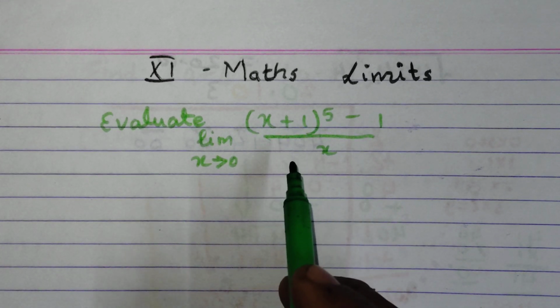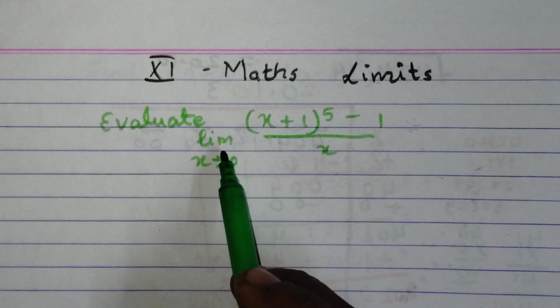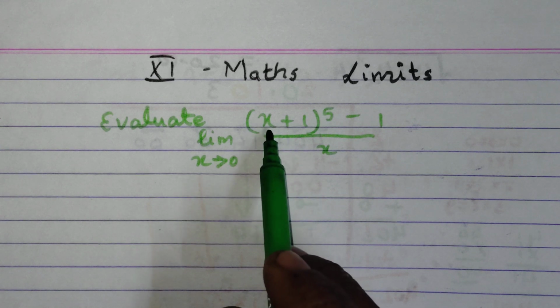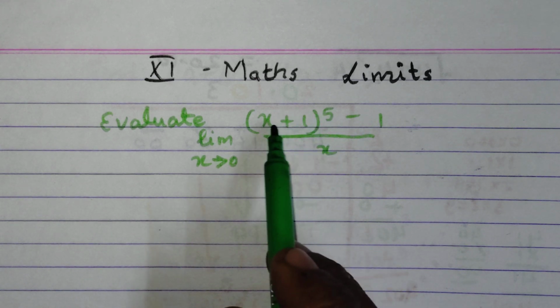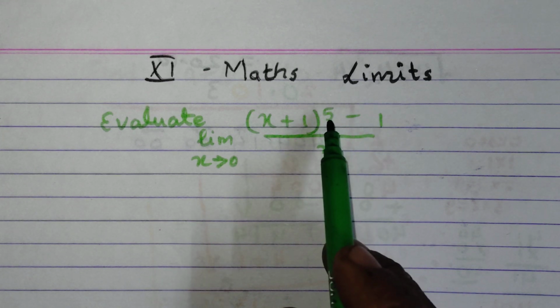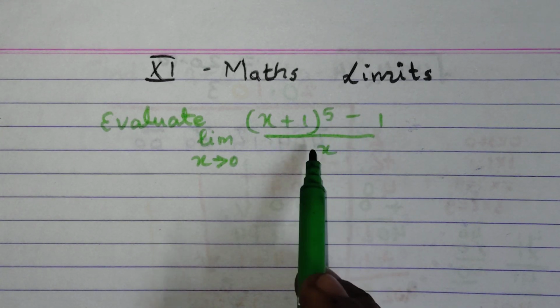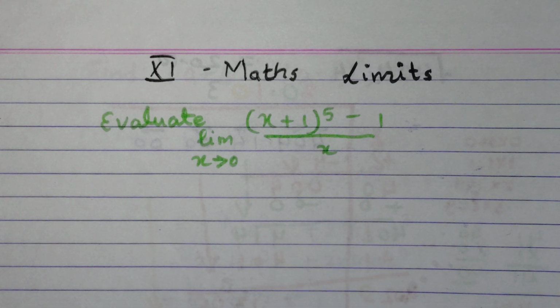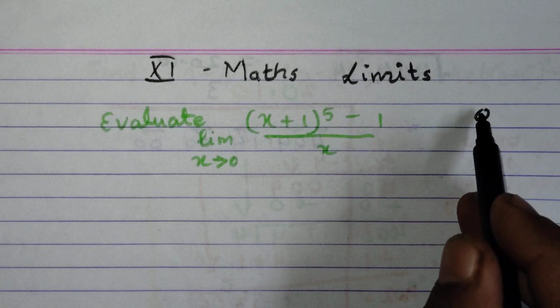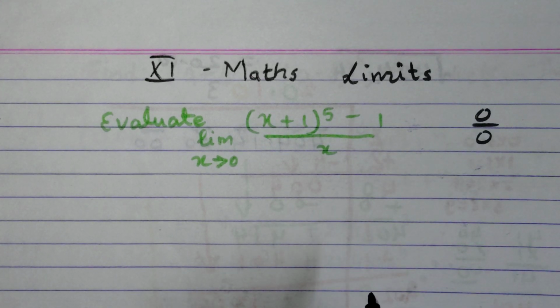So when I replace x equal to 0 in the numerator, I get 0, because 0 plus 1 to the power 5 is 1, and 1 minus 1 is 0. So the numerator is 0. Similarly the denominator is also 0. This 0 by 0 form is called an indeterminate term, so we need to avoid it.